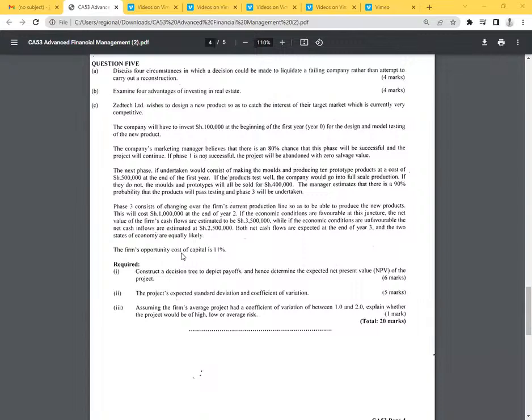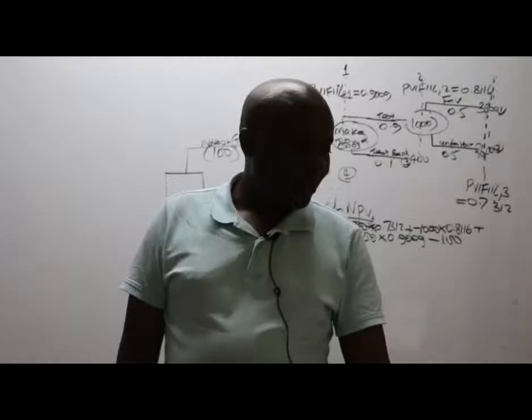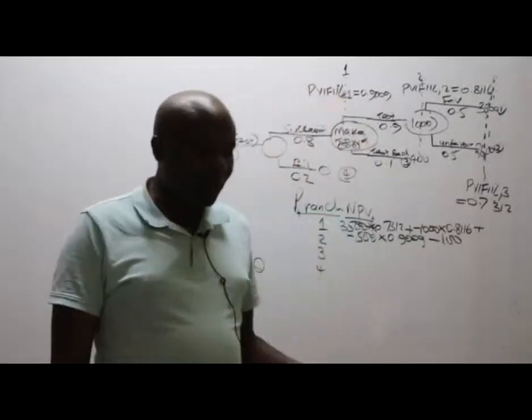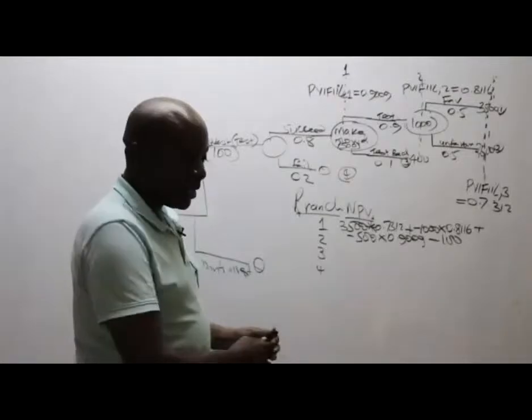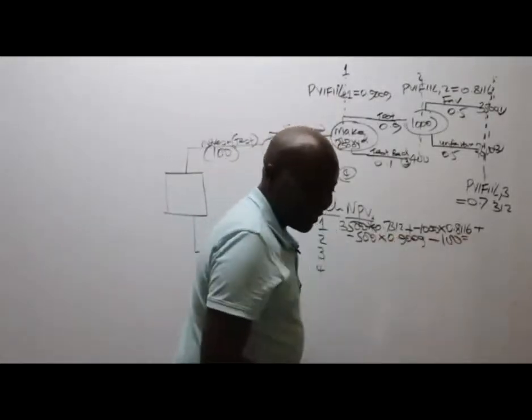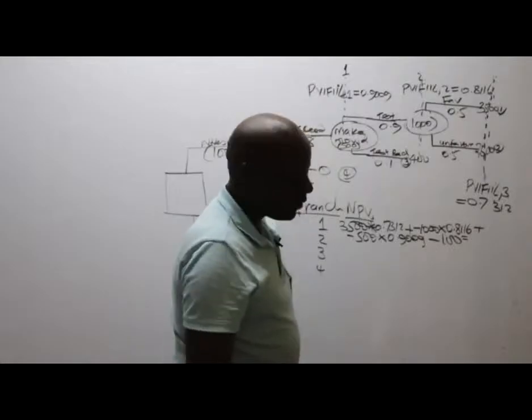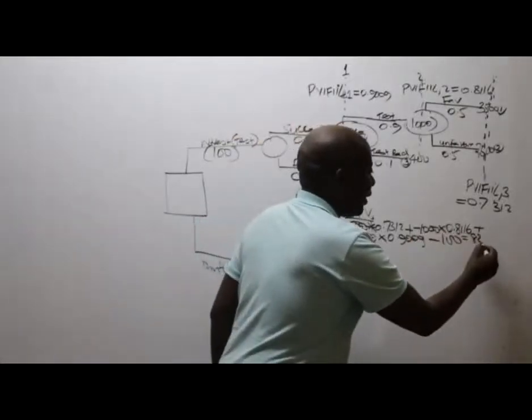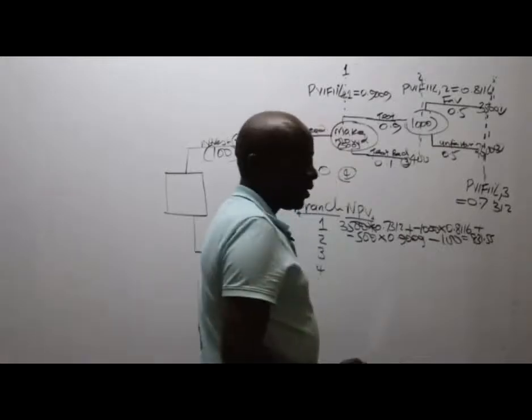The firm's opportunity cost of capital is 11%. Great. So I hope, Rebecca, you've seen that. So what figure are we getting here for branch number 1, ladies and gentlemen, very fast? 831.55. Thank you very much.